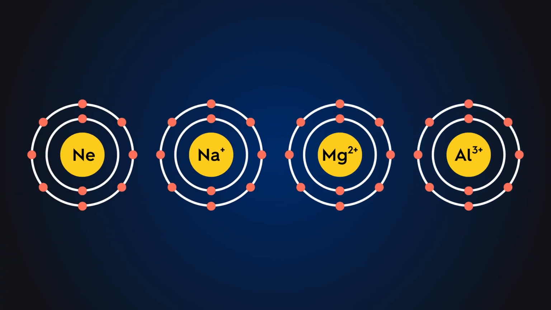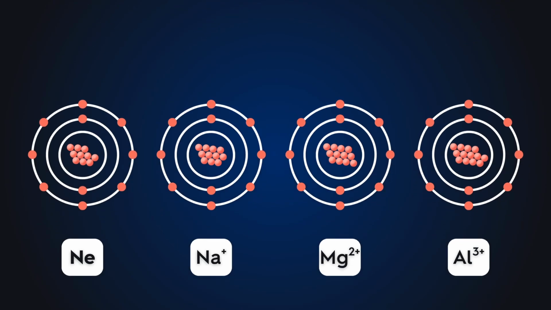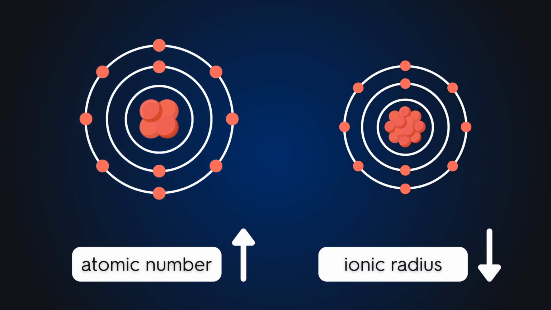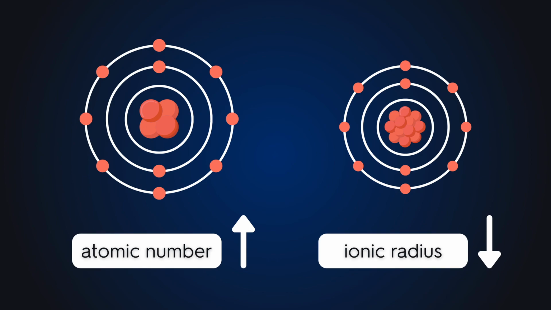They all share the same electron configuration, so electron-electron repulsion is the same. Because the number of electrons stays constant, size depends on nuclear charge. More protons mean a stronger pull. Among isoelectronic species, ionic radius decreases as atomic number increases.